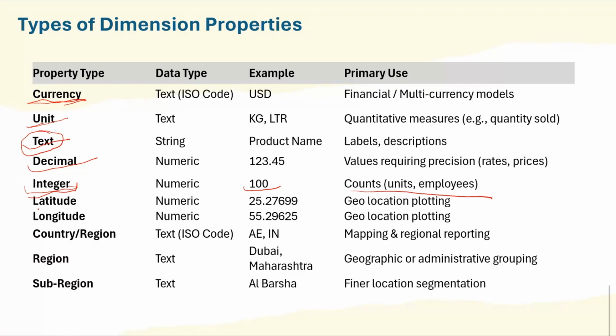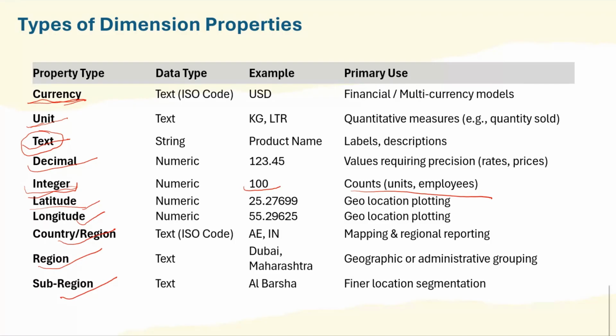Now similarly, we have latitude. If in my dimension table I want to represent my dimension property on a geomap, then I can define the latitude and longitude as numeric values for geolocation plotting. I can also add a region or a country in an ISO code format like AE, IN, or I can also use a text called region or sub-region. So these are the types of properties that I can add to my dimension table.